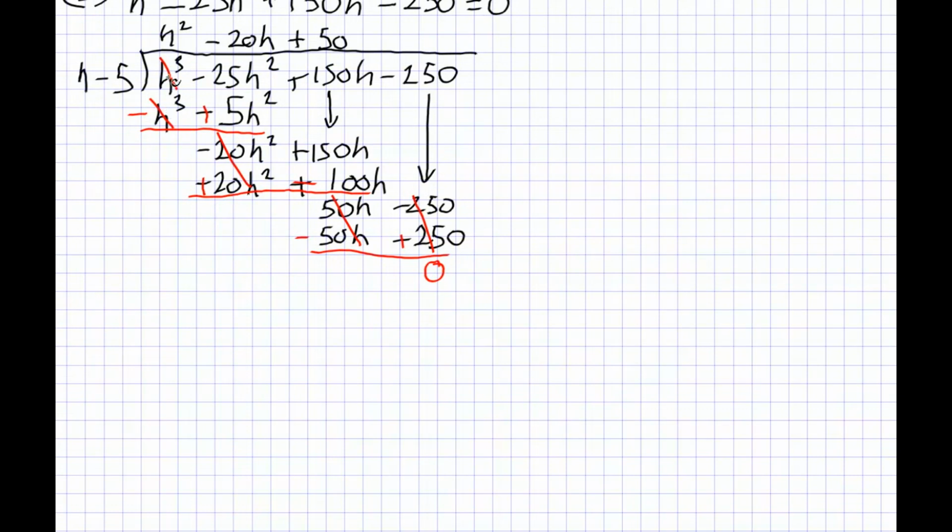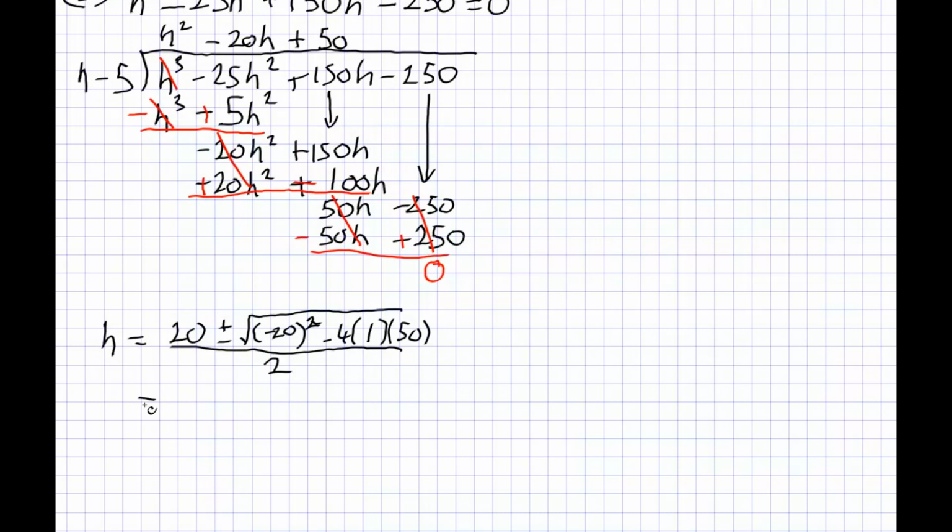Now with this information, I have a quadratic expression that you can test, but it's not factorizable, so I'm going to have to use the quadratic formula to figure out what values of h are going to satisfy this expression. So I can say that h is equal to 20 plus or minus the square root of minus 20 squared minus 4 times 1 times 50, all divided by 2. So that gets me 10 plus or minus 5 root 2. So that gets me two different answers. There's 17.1 or 3.0.